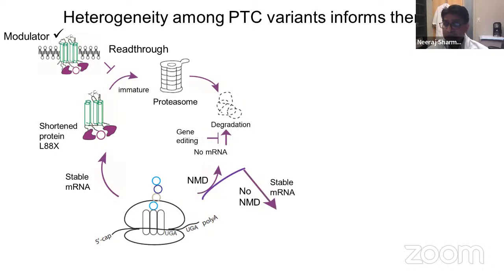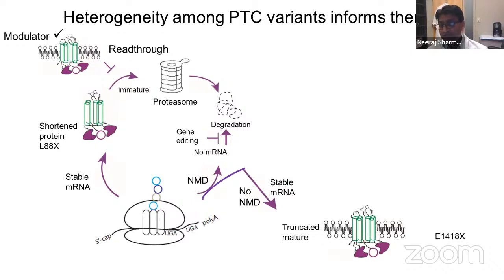There are also variants in the last exon or the first 50 nucleotides of the penultimate exon that show features of no nonsense mediated mRNA decay, because that is the rule of nonsense mediated decay. Variants like E1418X, which is in the last exon, result in a truncated mature protein, and these are modulator eligible.